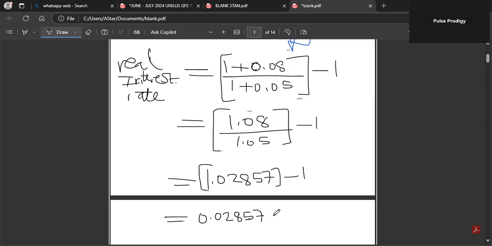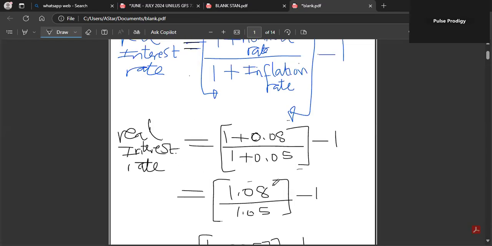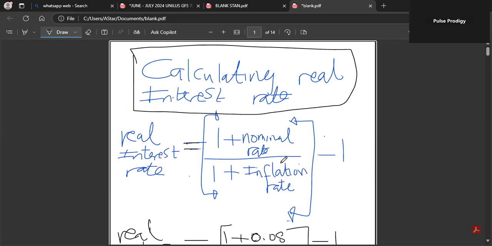So we are getting 0.02857. Then multiply by 100%. What answer are we getting? 2.857, so 2.86%. All right, so let's move on. Now the formula keeps on changing. Sometimes they would want you to calculate the inflation rate given the nominal rate and the real interest rate. So let's go to the other question.